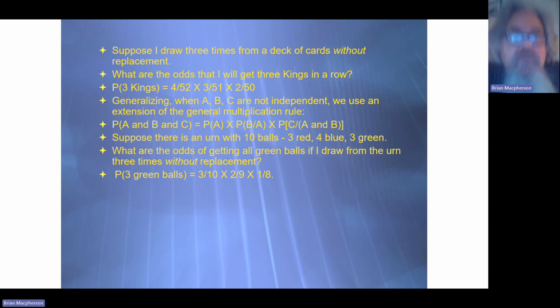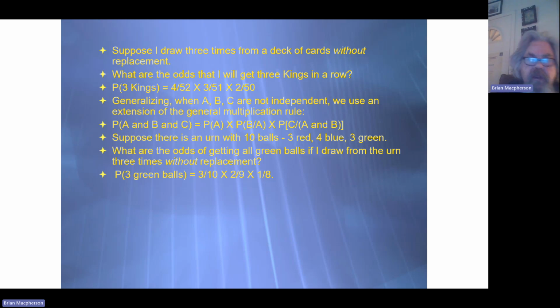Suppose I draw 3 times from a deck of cards, but this time without replacement. All right, well, let's see what happens. What are the odds that I will get 3 kings in a row? Well, again, remember that each time you draw, there's 1 less card in the deck and 1 less king in the deck. So the probability of getting 3 kings in a row will be 4 out of 52 times 3 out of 51 times 2 out of 50.